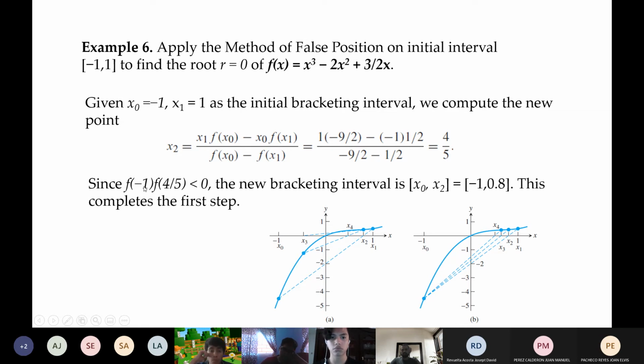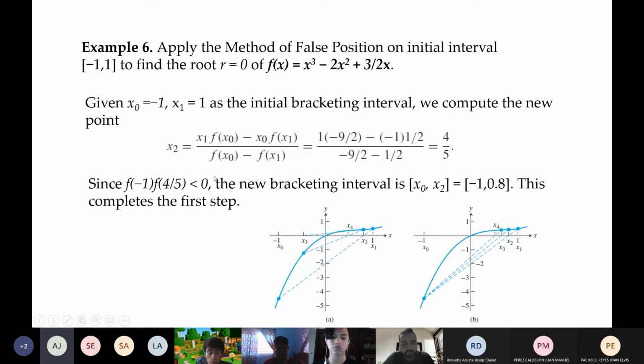Ya tenemos que la función evaluada en menos 1, que es este, da menos 9 medios. Ya la tenemos. ¿Cierto? Ahora, ¿cuánto da la función evaluada en 4 quintos? Me da 0.432. Ok. Si multiplicamos puntos, ¿punto qué? 0.432 por menos 1, ¿estoy en qué cosa? Es en un valor menor a 0, ¿cierto? Porque es negativo. ¿Sí o no?